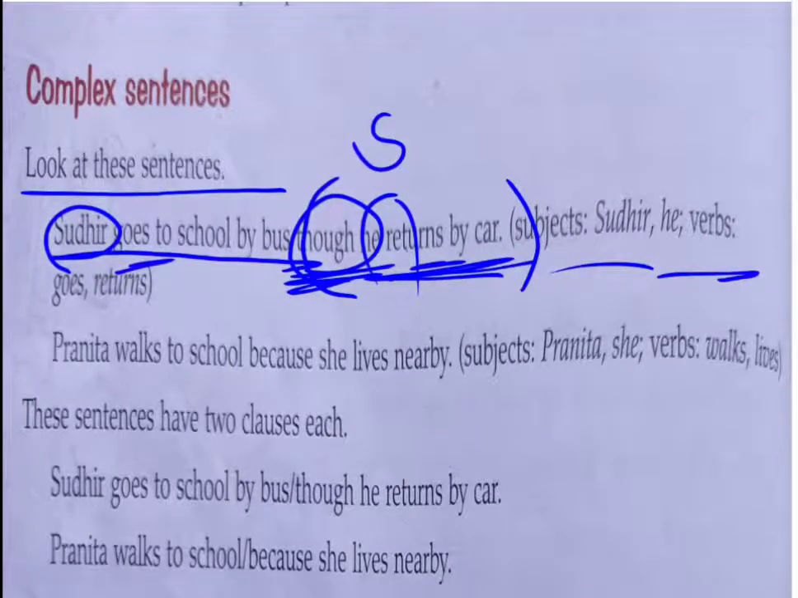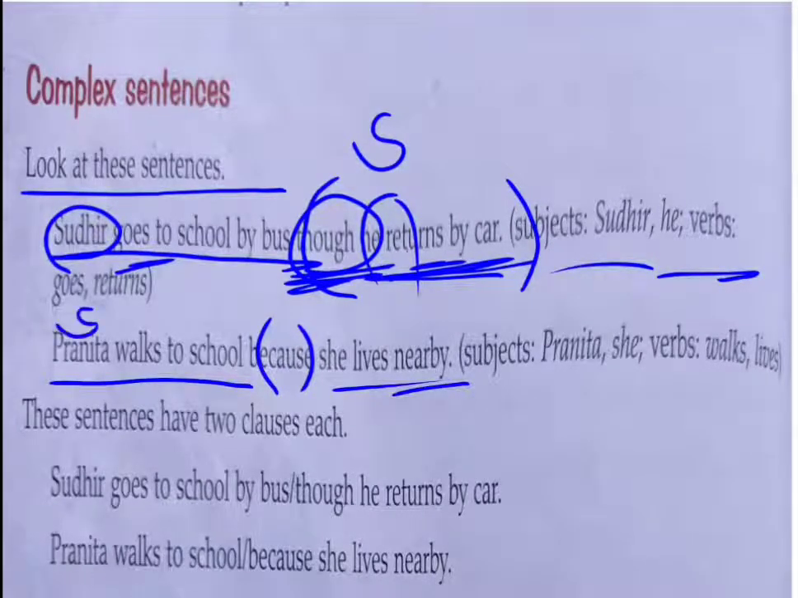Pranita walks to school. We have learned that it's this much. Pranita walks to school is a simple sentence. Now this sentence is joined with because, she lives nearby. Another sentence which is joined by because. So Pranita is a subject. Walks is the verb. She is a subject. Lives is a verb. So there are 2 subjects, 2 verbs. So it is clear that in a complex sentence 2 clauses will come.